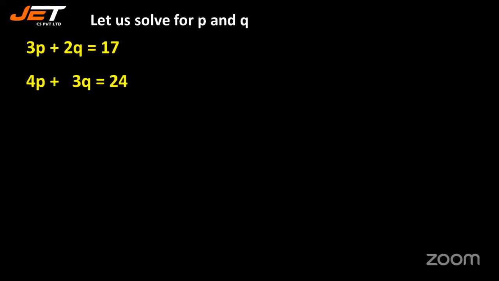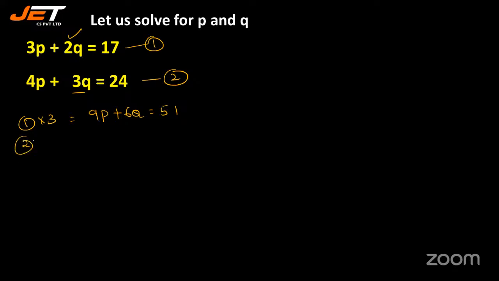3p plus 2q is 17. 4p plus 3q is 24. All right. So let's take this as equation 1, this is equation 2. Again, let us target q. So 1 into 3, because here it is 3. So 3 3s are 9p plus 3 2s are 6q is equal to 17 into 3. So 3 sevens are 21, 3 4s are 12, 51.